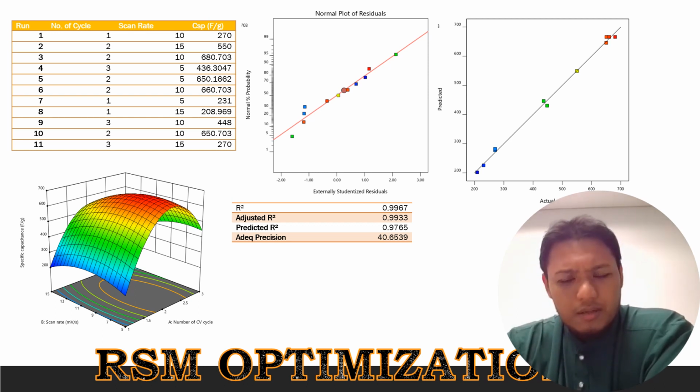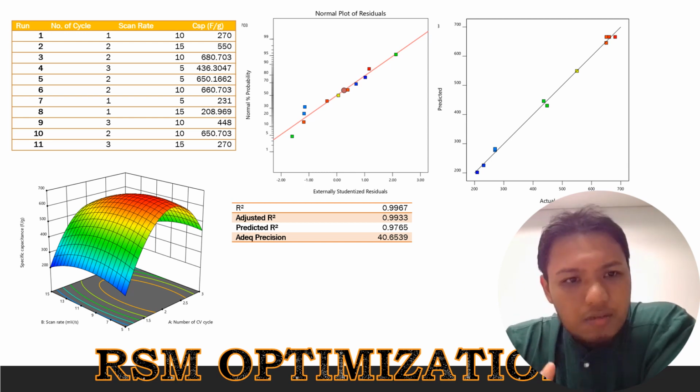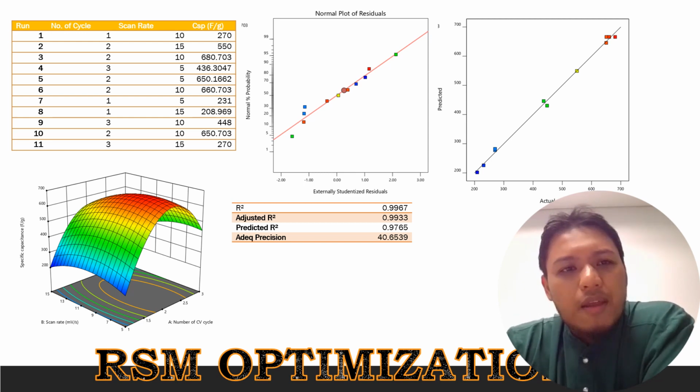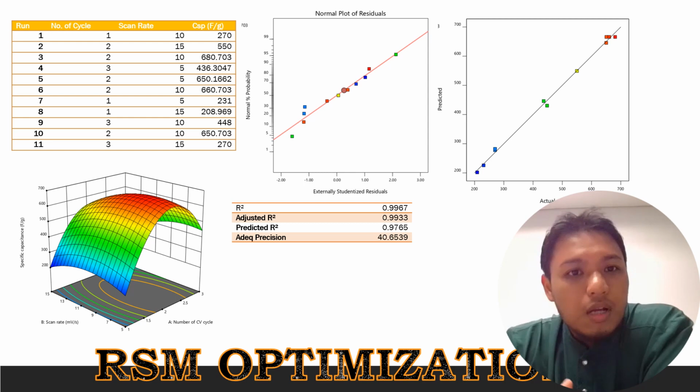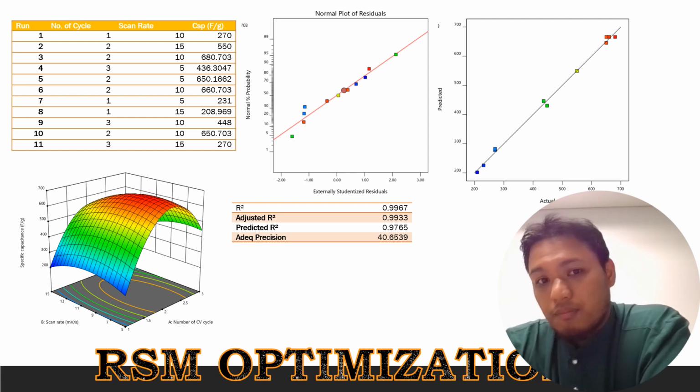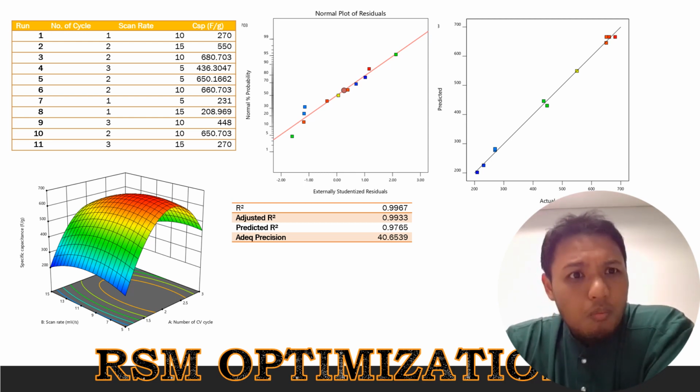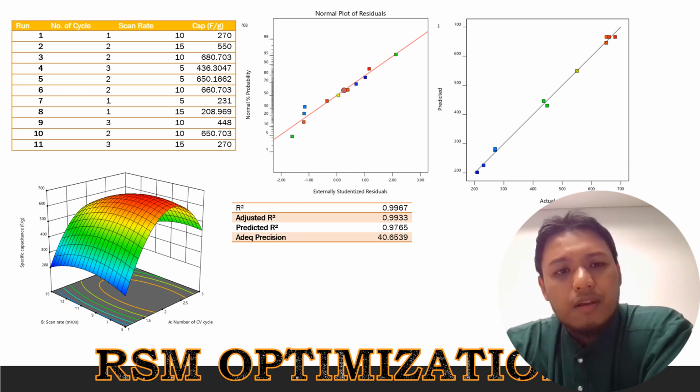From the response surface methodology, you are going to optimize and find which parameters are suitable to get the highest surface response. In this case, what number of cycles and which scan rate, is it fast scan rate or slow scan rate, can give the maximized specific capacitance.